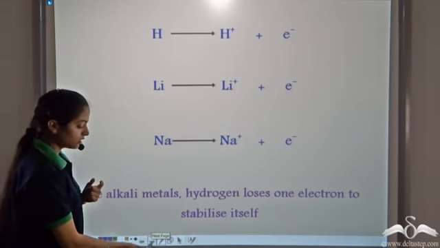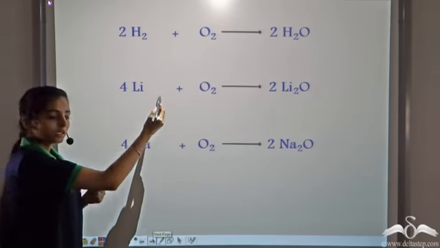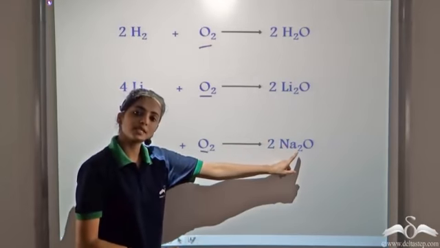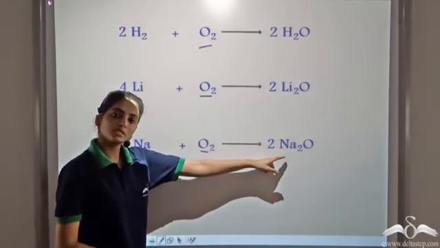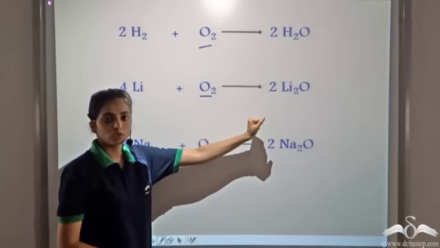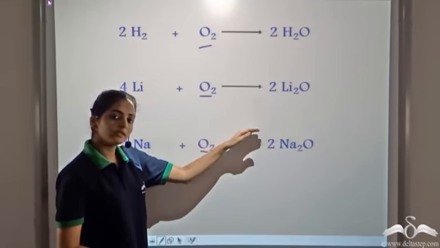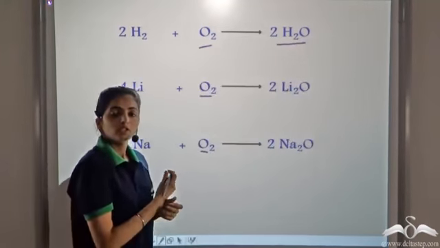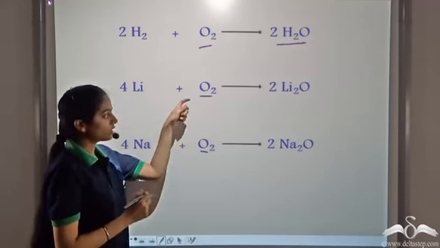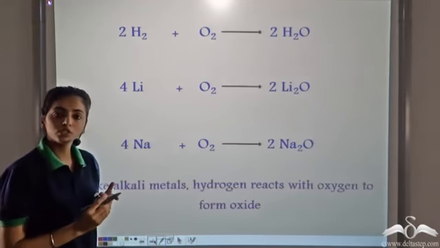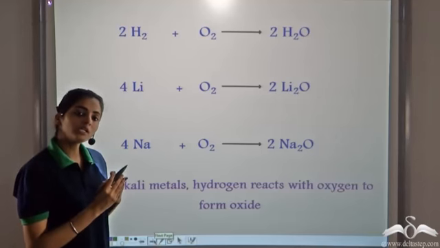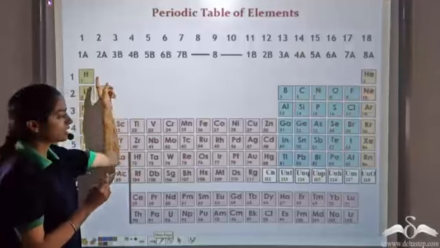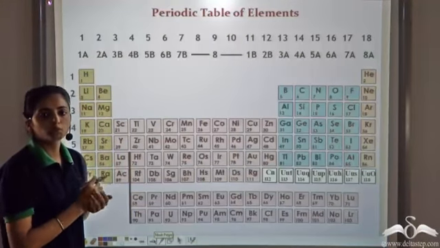Another chemical property of the alkali metals is that they react with oxygen to form the corresponding metal oxides. Sodium forms sodium oxide, lithium forms lithium oxide, and so on. So like all the alkali metals, hydrogen reacts with oxygen to form hydrogen oxide, which we call water. This is the reason why we place it in group 1, since it shows similarity to group 1 metals.